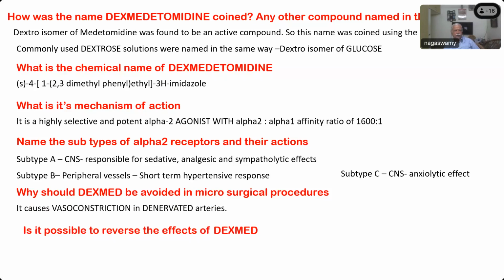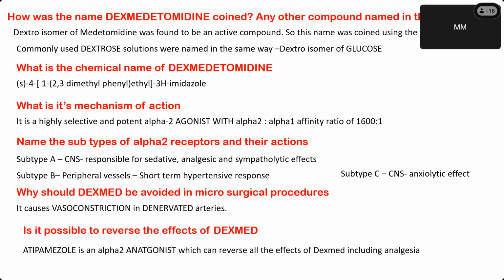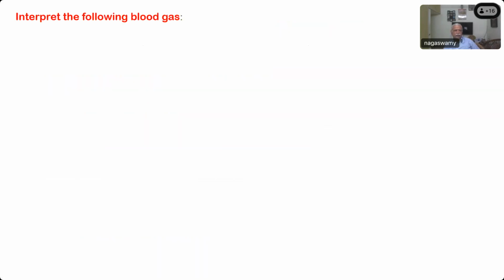Is it possible to reverse the effect of dexmedetomidine? Is there any antidote? Atipamezole, sir. Atipamezole is the name, which is an alpha-2 antagonist. Dexmedetomidine is an alpha-2 agonist, but atipamezole is an alpha-2 antagonist, which can reverse the effect of dexmed, including the analgesic effect.